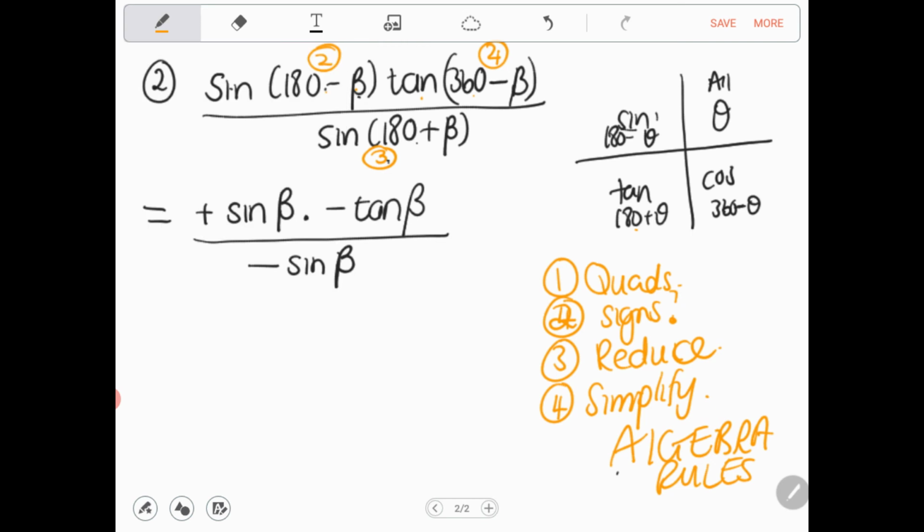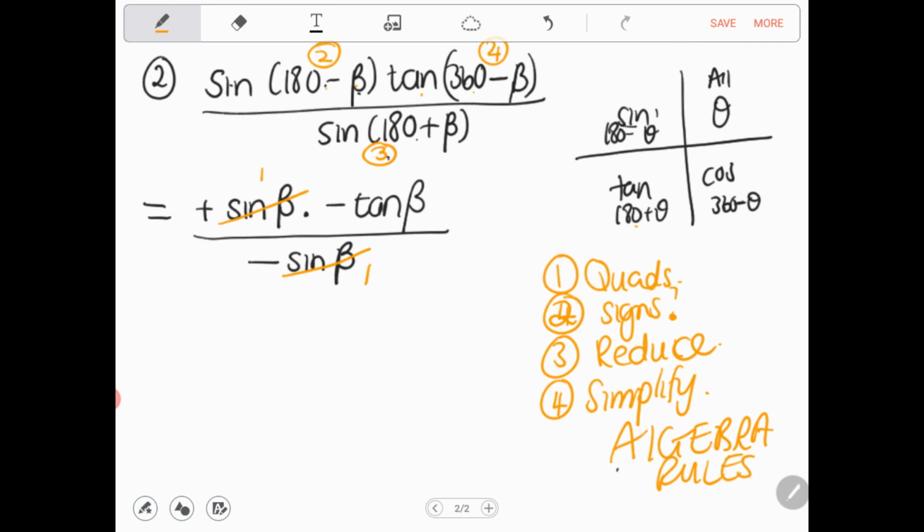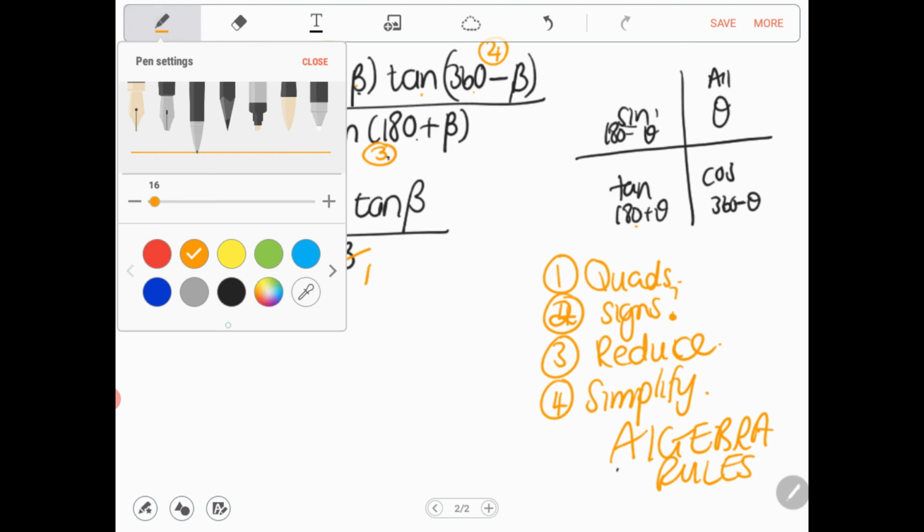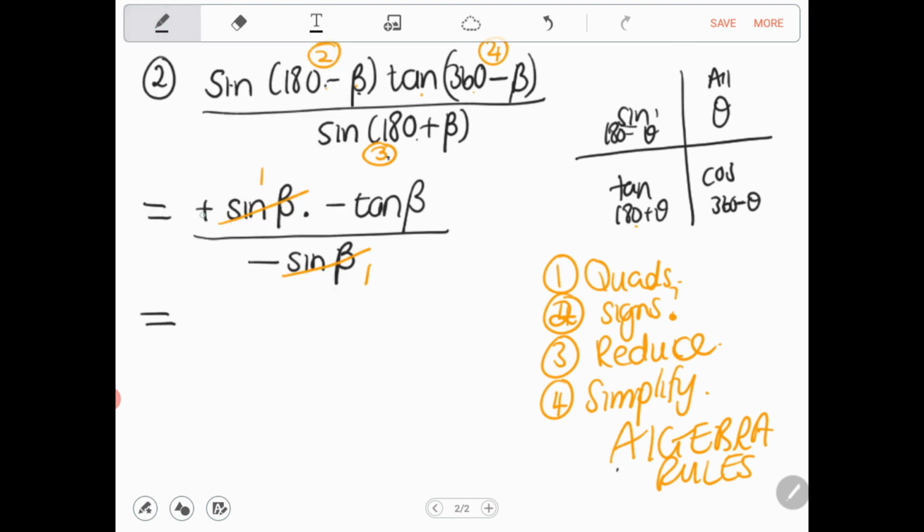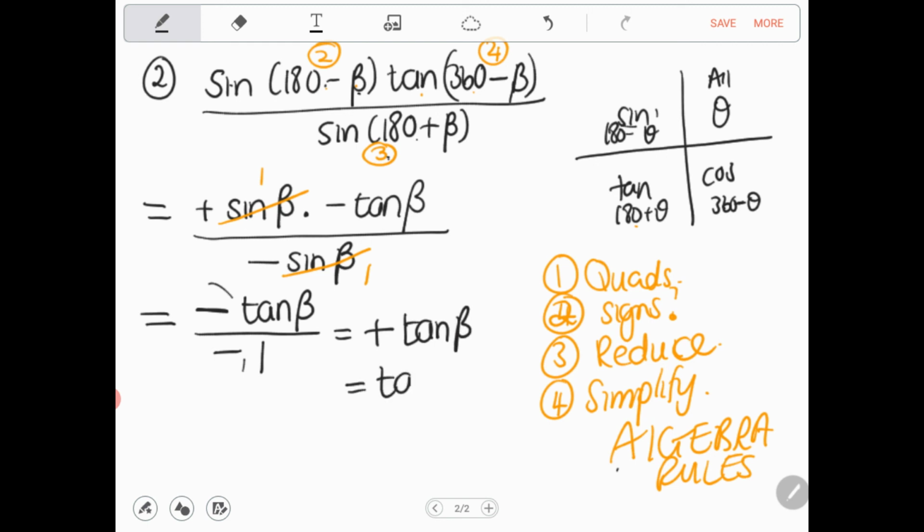So let's just check. What am I cancelling? Well, I can cancel the whole of that sine beta with the whole of that sine beta. Nothing else cancels. So now we need to work out positive times a negative would give me a negative at the top. And that gives me 1 times tan beta. What's at the bottom? Well, we have a negative 1. Right, a negative divided by a negative would give me a positive, and tan beta over 1 would give me tan beta. And you obviously don't have to write that positive, so we can just write tan beta.